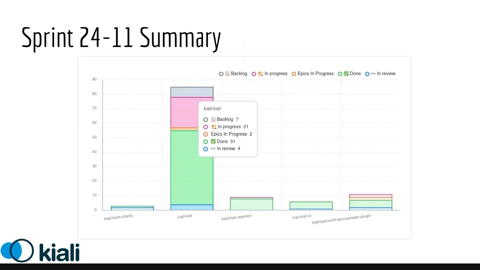So this is a summary of this sprint. As you can see, as always, our main contributions are in the Kiali repository, with 51 issues done so far. We also have some contributions in Kiali Operator and Kiali.io, and also in the OpenShift Service Mesh plugin.